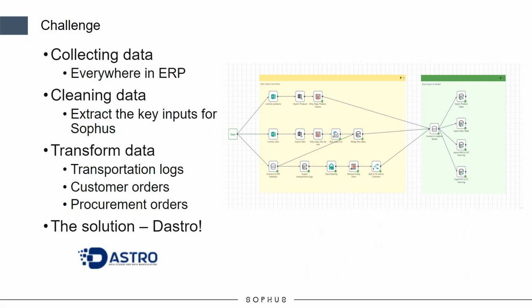We all know that collecting and cleaning data can be quite the challenge, especially for a large organization like LBM. Their data is scattered everywhere in their ERP, making it a puzzle to handle. Yet, we introduced Dastro, our solution to effortlessly clean and organize transportation logs, customer orders, and procurement orders, molding them into the perfect format for our sophisticated models.